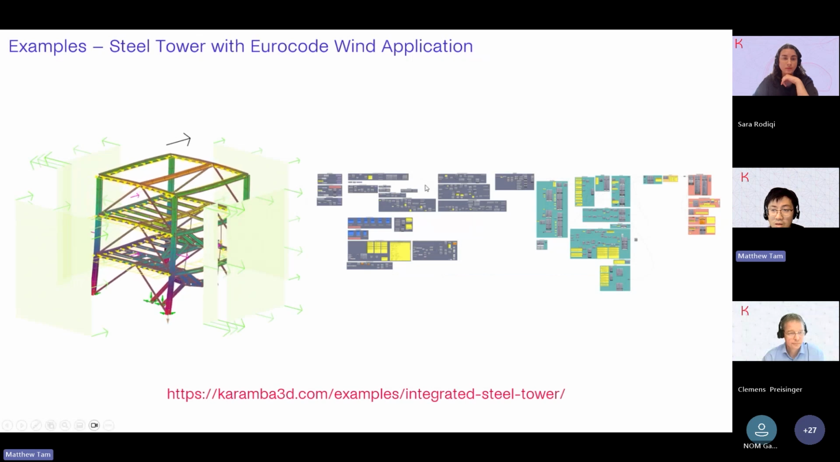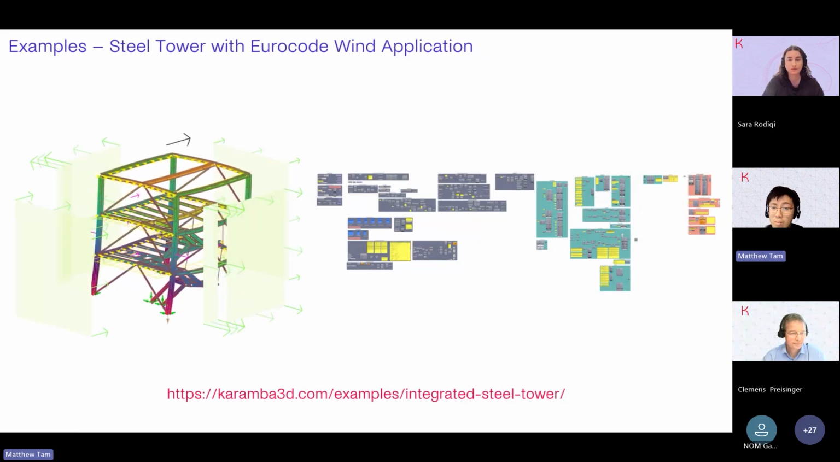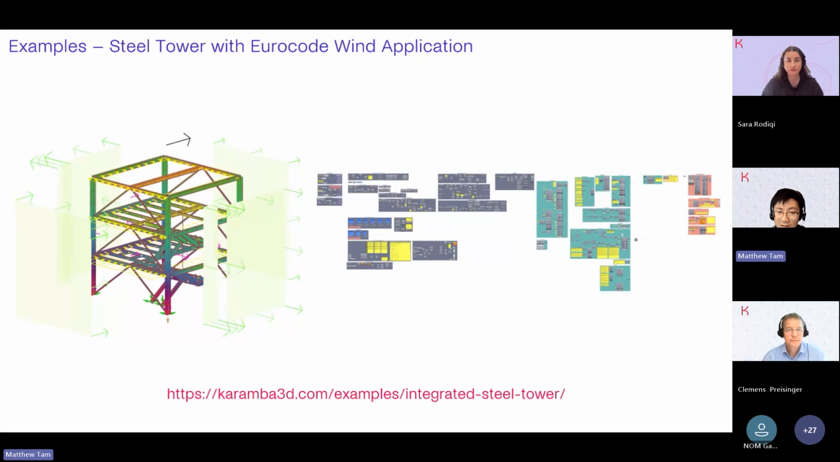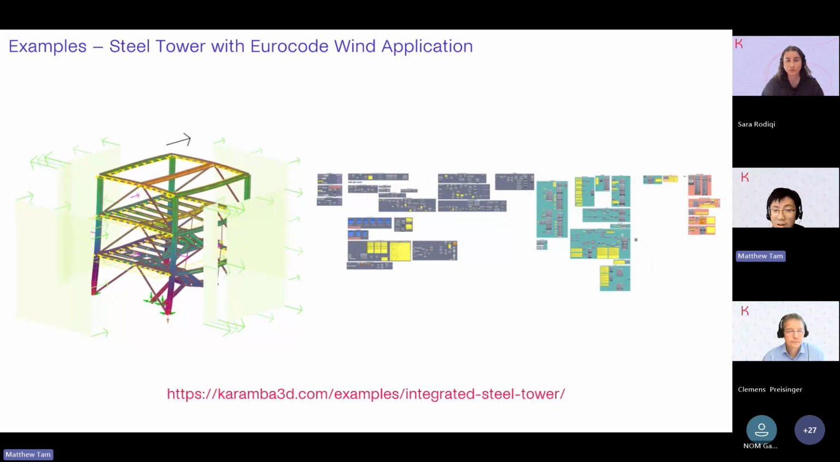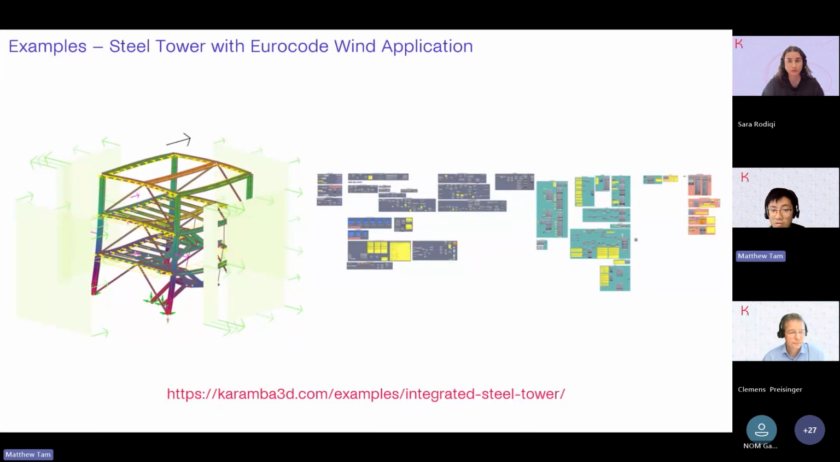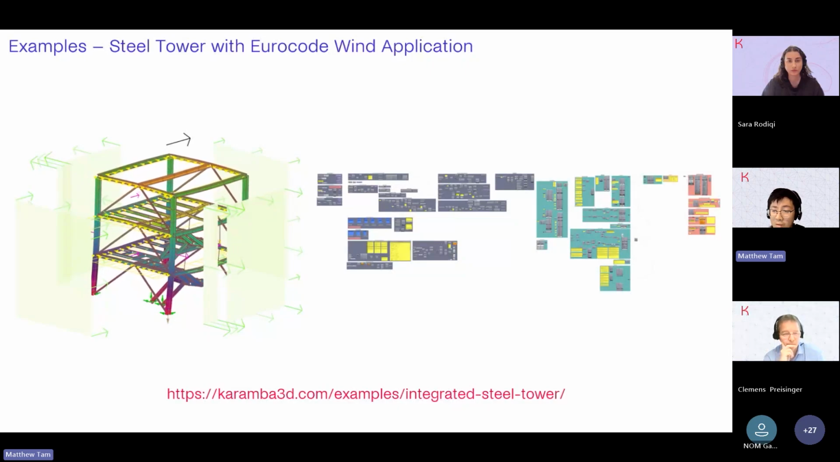Next, this has just been published, I think yesterday. It's a steel tower with also a Eurocode wind application. And of course, as we release these, we'll also be releasing tidbit videos to basically explain how the procedure of applying the Eurocode to these types of structures is actually implemented. And this will be coming in the next couple of months as well.